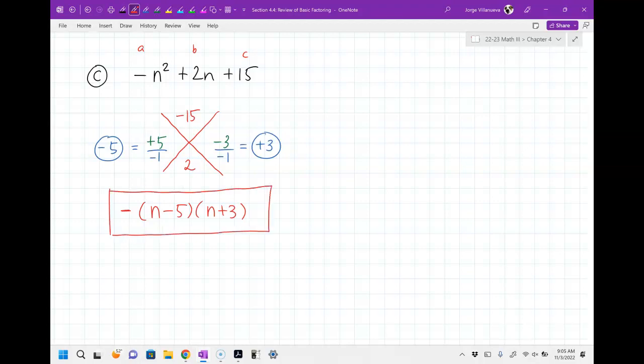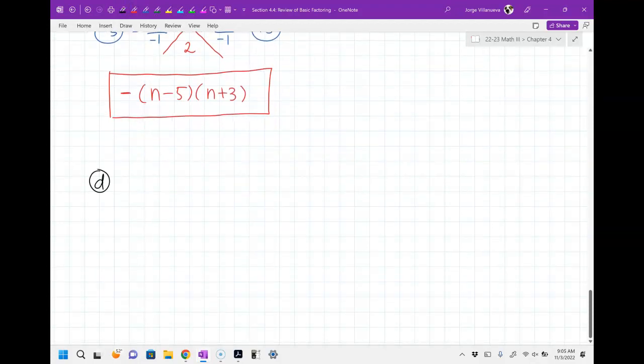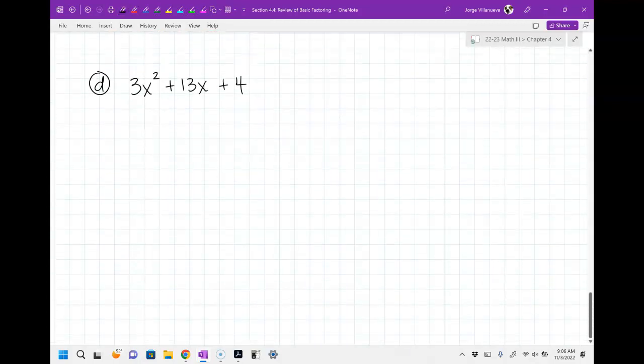So this one's one of those kind of weird ones. Now I'm going to do one more, and if I can, I'll do another one because I know you guys have a lot of problems, so I'm trying to do as many as I can. Let's do some of these that look a little tougher here. 3x squared plus 13x plus 4. If I can do two more for you guys, that'd be good because then that means you have to do less. Okay?